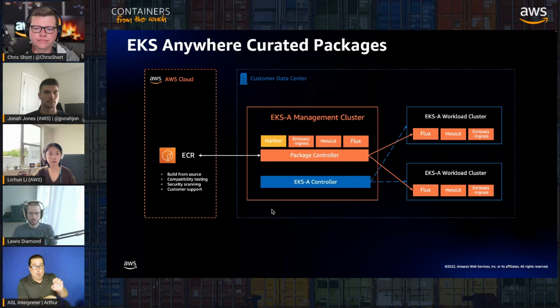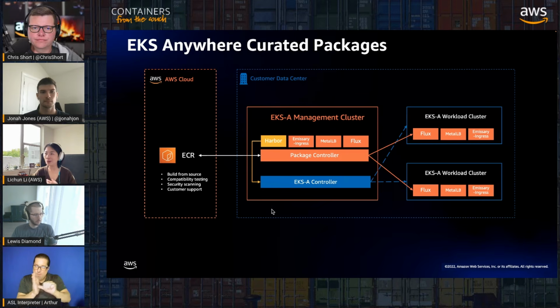So we give you Harbor, for example, to put on the management cluster, and with the images there, you can subsequently deploy your workload clusters or your applications. Now, one thing I want to reemphasize: Harbor or Emissary Ingress, these are just open source projects. What's the big deal that we release these? The key value proposition here really is that we, as in Amazon, are the ones that are going to build these projects from source.